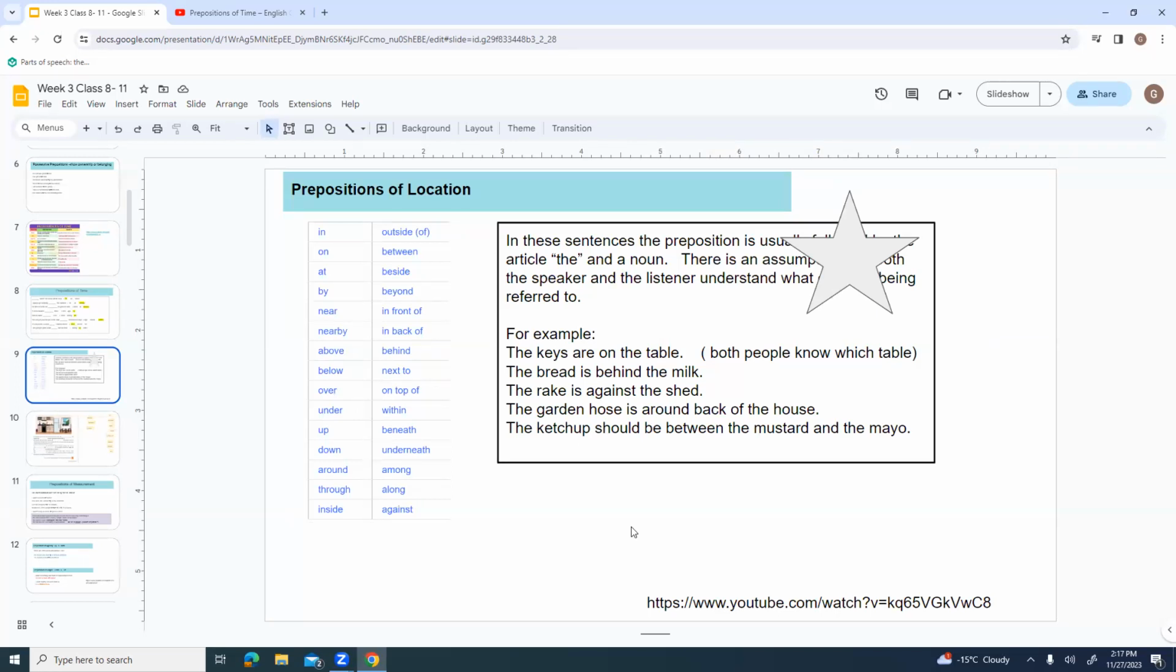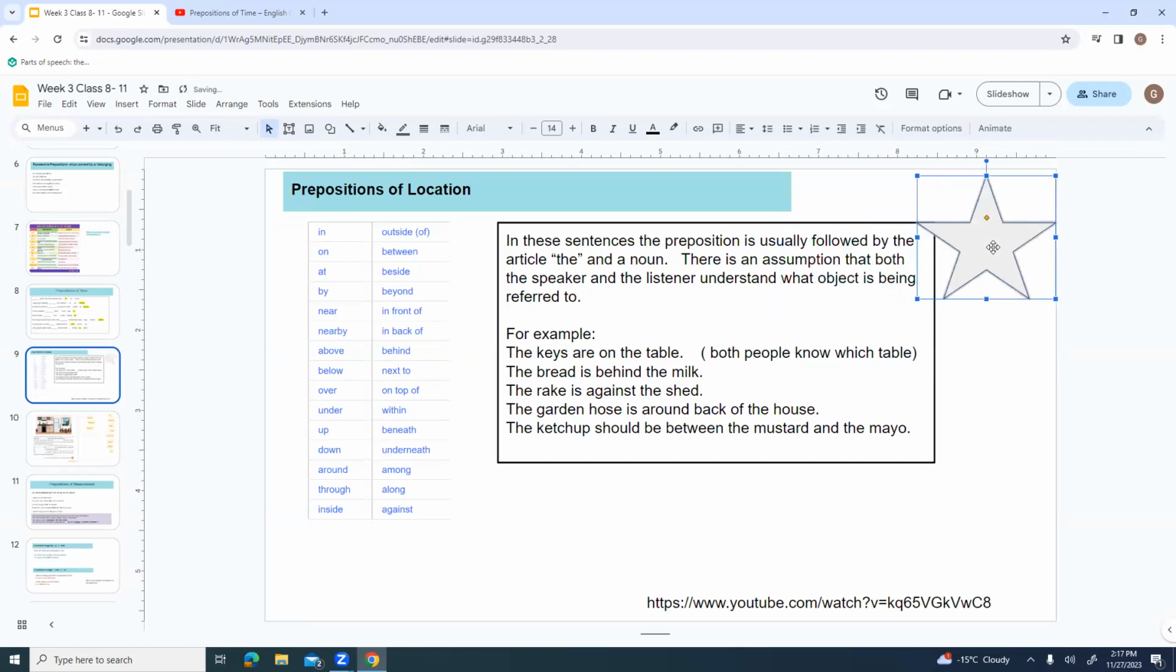Now we're looking at prepositions of location. I apologize, that's just an old one. In these kinds of sentences, the preposition is usually followed by the article the and the noun. And there's an assumption that both the speaker and the listener understand what object is being referred to. Remember that the is a definite article, so it's pointing to a specific item, not a chair, which would be like any chair, but the chair, like that specific one. Because it's using the specific article, it generally means both people know, okay, he means the chair in the kitchen, not any chair I can find, okay?